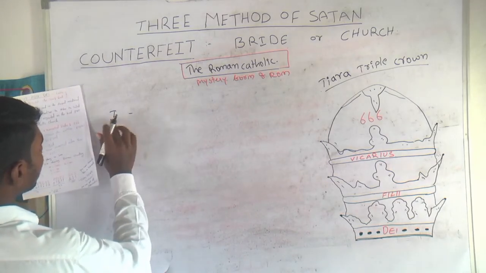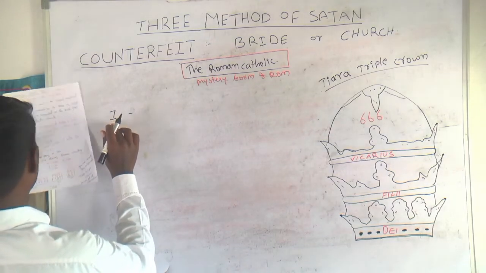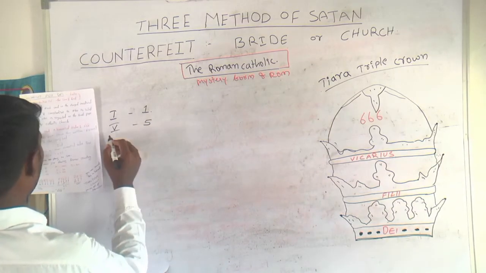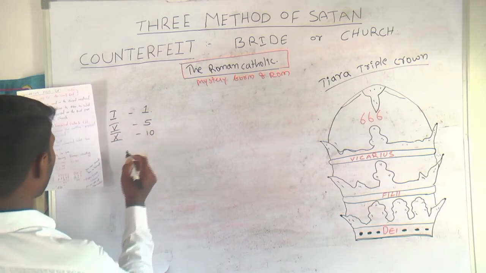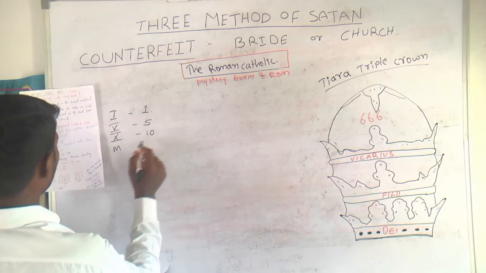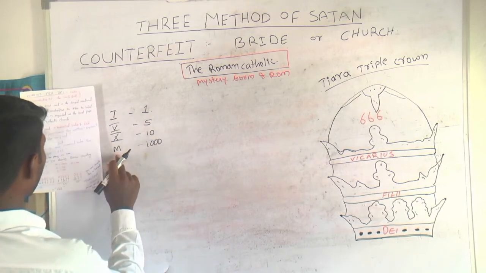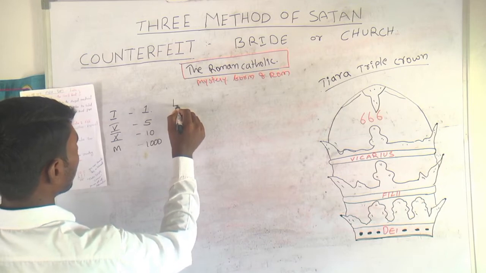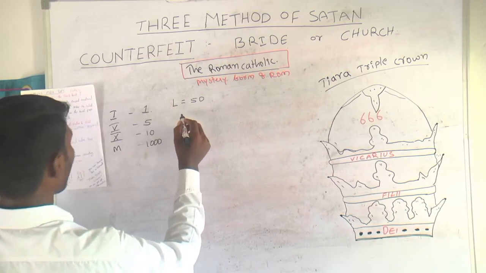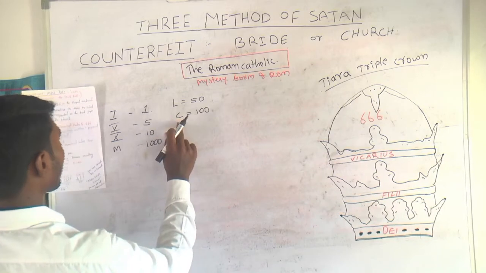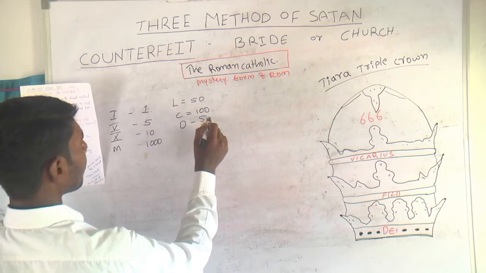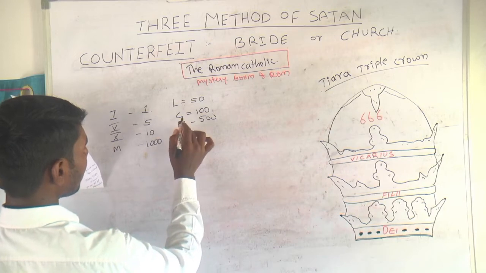In Rome, they write one like this, five like this, and ten like this. And the Roman thousand, they write like this. And here L is fifty, they write like this in Roman. And one hundred in Roman counting is like this, and five hundred they will write like D, English D, like that.